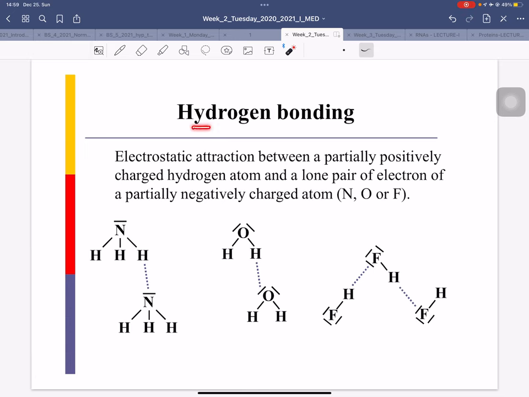Hydrogen bond is between the partially positively charged or polar hydrogen, okay, and the pair of electrons of N, O, F, which are partially negative. It is very important. This hydrogen must be partially positive, and this pair of electrons must be partially negative.